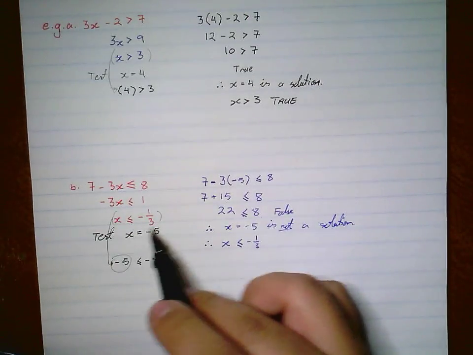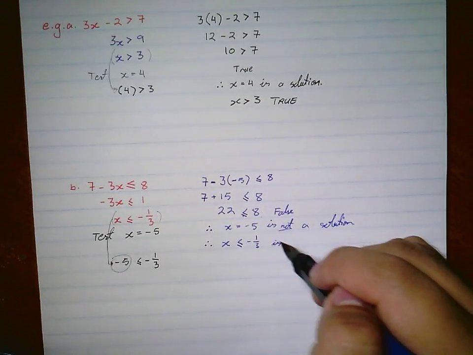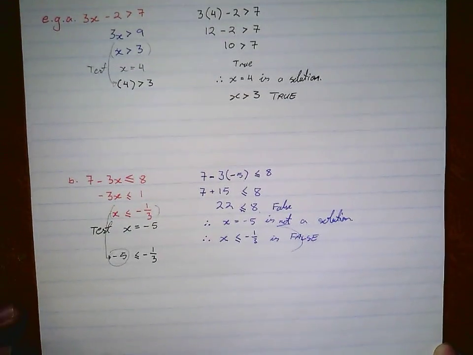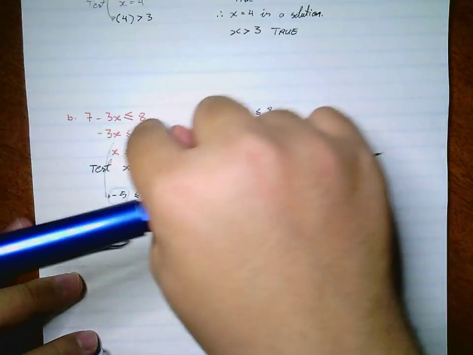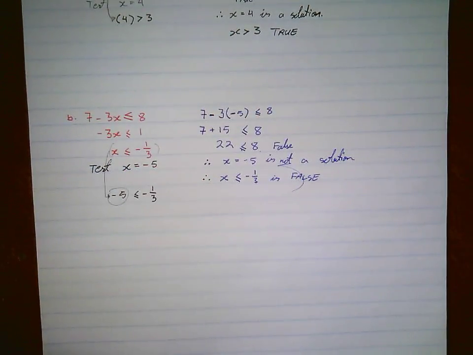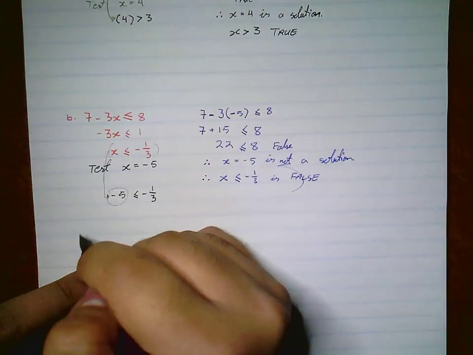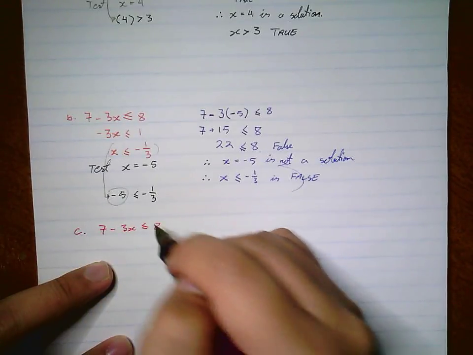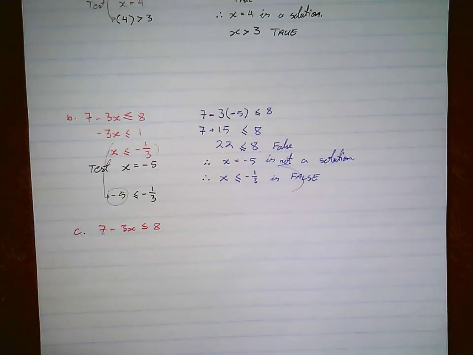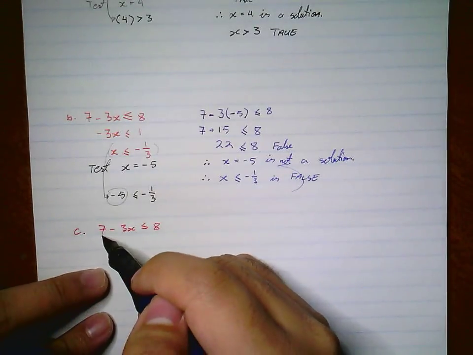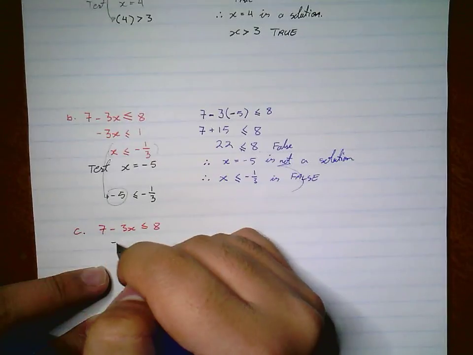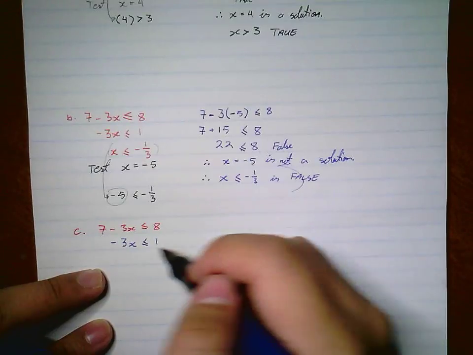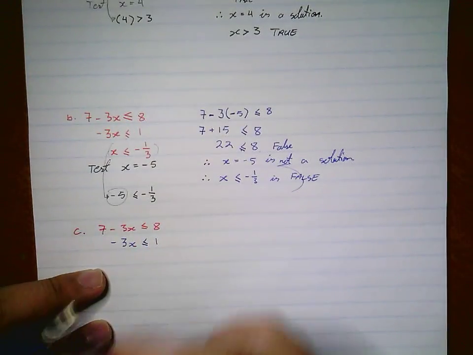which also means that x is less than or equal to negative 1/3 is not true. So this solution that we got here is false. That's not what we want. Okay, just to show you what happened, I'm going to take this equation again. So I'll write it out again. Let's see, 7 minus 3x is less than or equal to 8. And let's solve this equation. Watch. We're going to subtract 7, so we get negative 3x is less than or equal to 1. Then we're going to divide by negative 3.